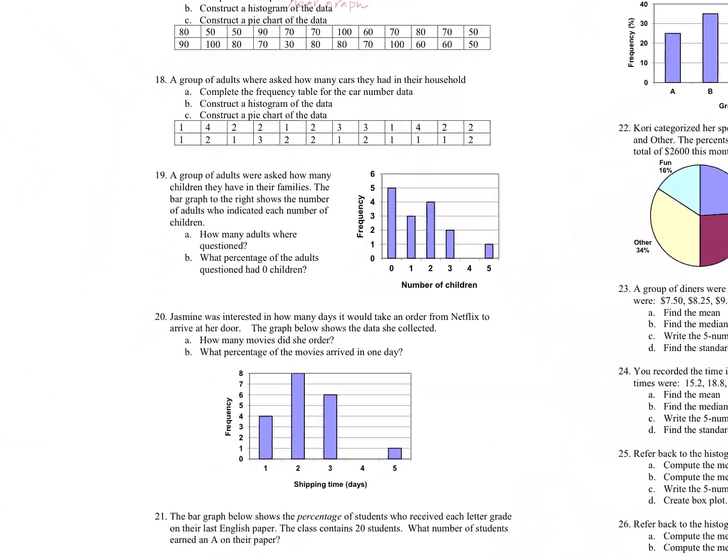All right, we're looking at number 19. So this has already a bar graph for us, and it says a group of adults were asked how many children they have in their families. The bar graph to the right shows the number of adults who have indicated each number of children. So this is the number of adults, and this is how many kids that they say they have. So how many adults were questioned?